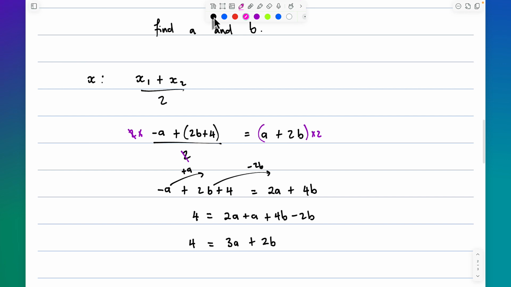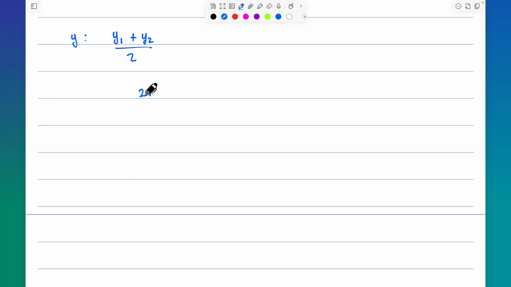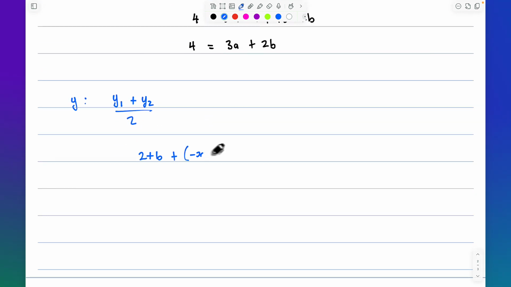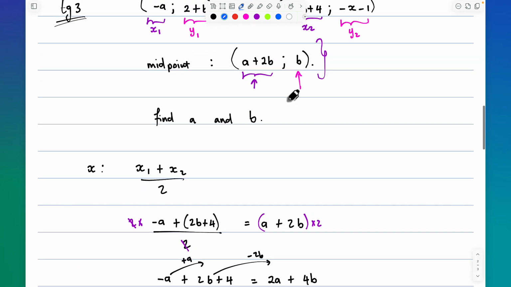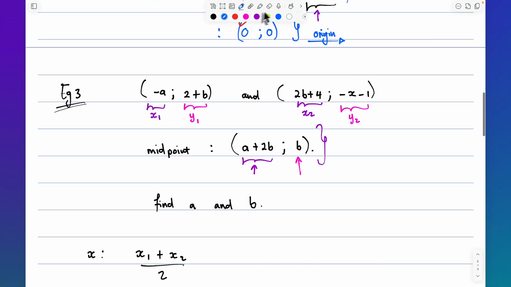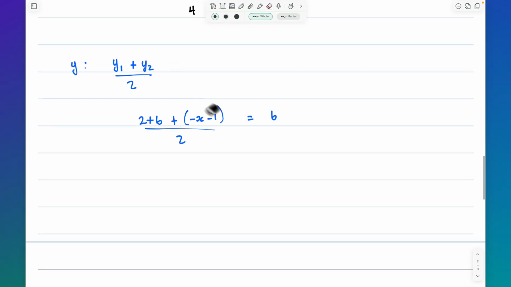So let's write that down, right? So that's going to be, what's your y? 2 plus b. So 2 plus b plus, so that's your y1, right? So what's your y2? Your y2 is negative x minus 1. Okay. If you add these two and you divide by 2, you should get the y coordinate of your midpoint, which is b. Why did I say negative x here? My apologies. This is not supposed to be x. This is supposed to be a. All right, are there any other x's here? No, only this one. Okay, negative a.